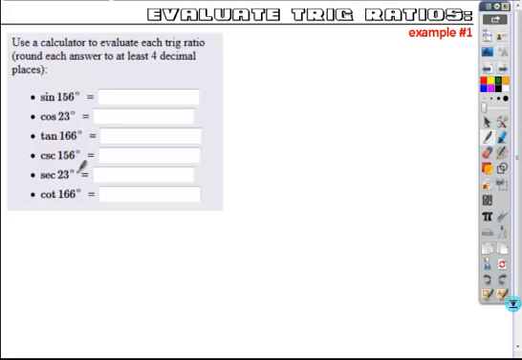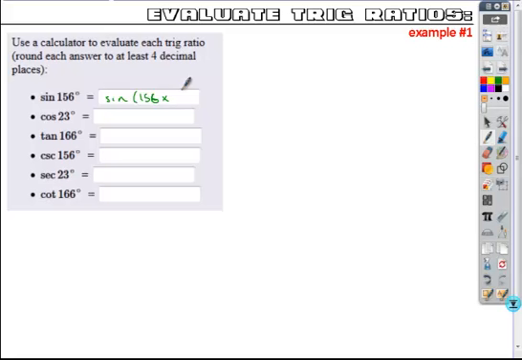MyOpenMath only calculates in terms of radians. So if you had a question like this, and if you typed in sine of 156 on MyOpenMath, it's going to be wrong. Even if it gives you a value and shows you what it's equivalent to, it's calculating this as 156 radians. So if you were going to do that, you would have to convert this into radians.